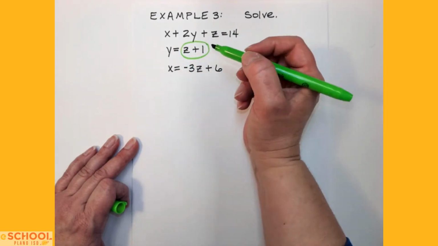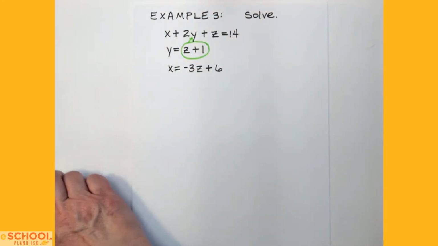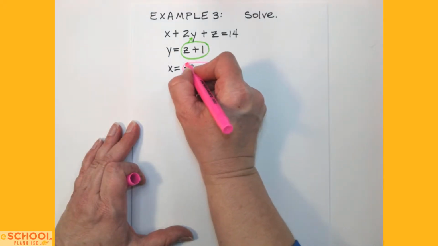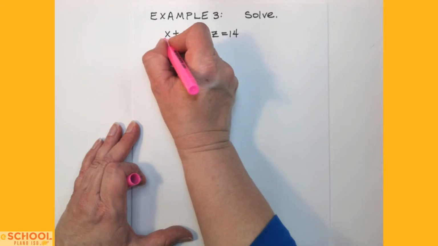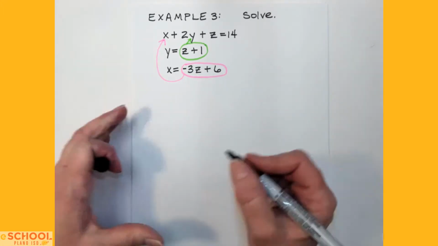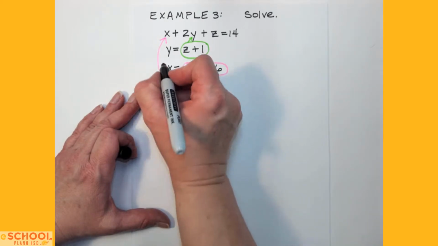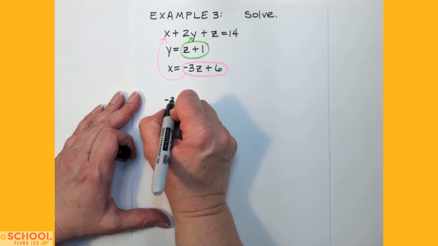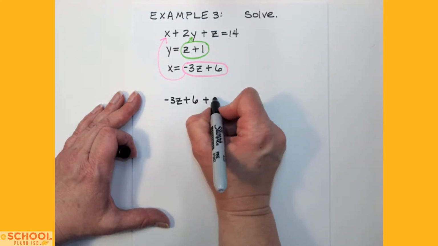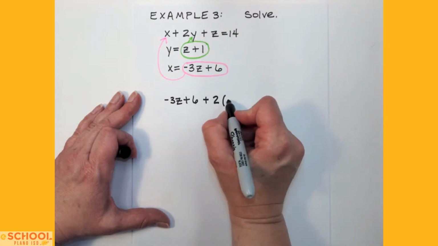I'm going to take the z plus 1 and I'm going to trade that in and substitute for y in my original equation, or my first equation. Then I'm going to take negative 3z plus 6 and I'm going to substitute that in for the x variable in our first equation. And of course, once I do that, I'm going to have all the same variable in my equation. I'm going to trade out the x and put in negative 3z plus 6 in place of x plus 2 times the z plus 1. I'm going to trade that in or substitute that for y.